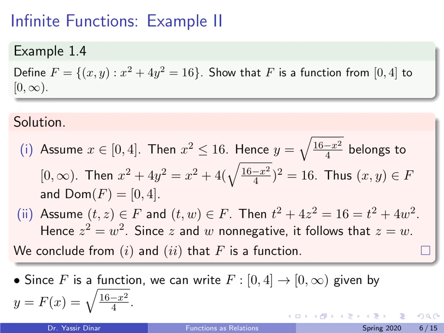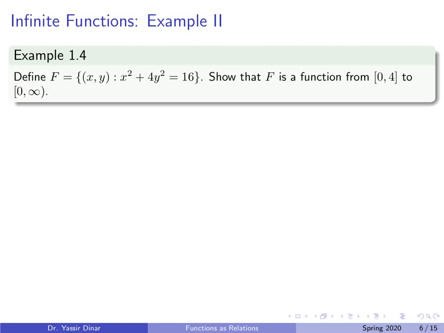So since it is a function, we can use this notation. So f is a function from the interval 0, 4 to 0, infinity, and we can write it as any element y can be found as a function of x, and this will be given by the square root of (16 minus x squared) over 4. And as I said before, these are the common notations used in calculus.